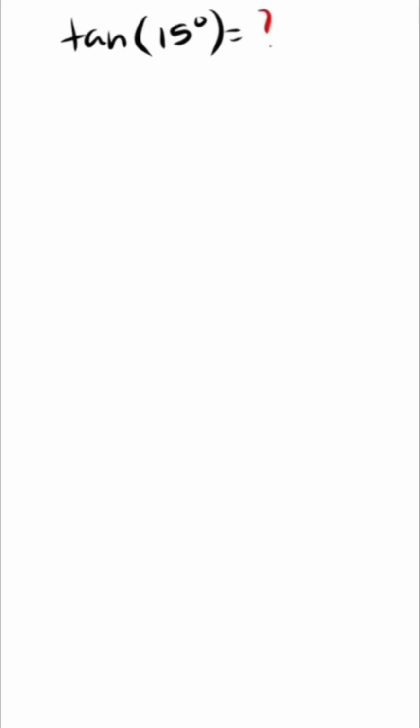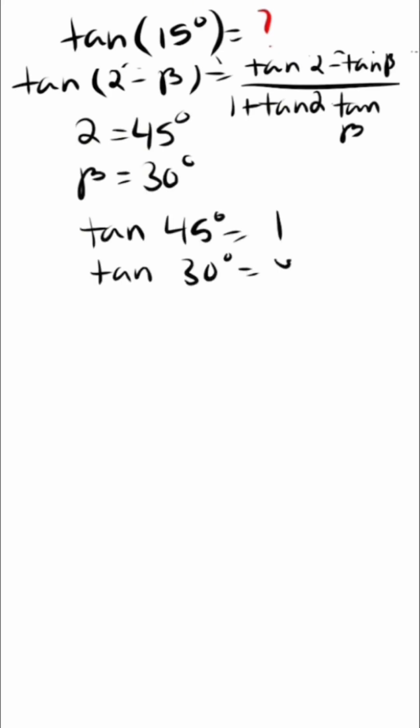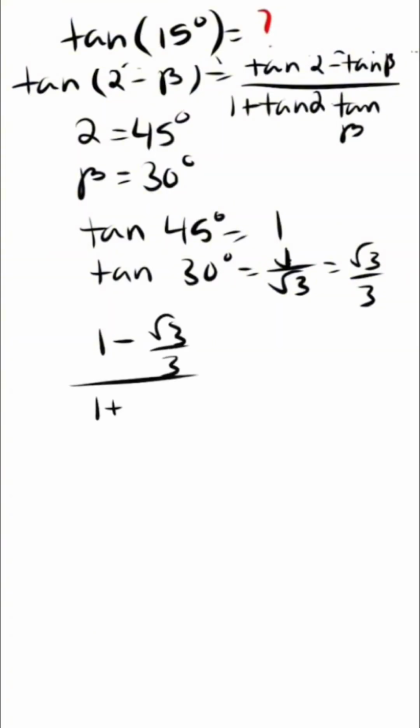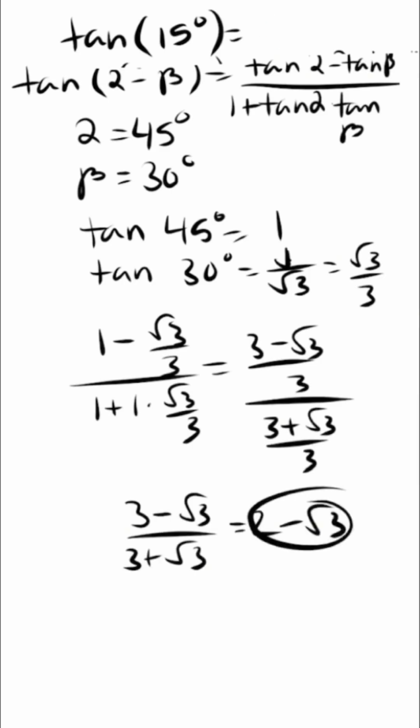So for example, what is tan 15 degrees? Well, we can use a tan subtraction identity, where tan alpha minus beta equals tan alpha minus tan beta divided by 1 plus tan alpha tan beta, where alpha is 45 degrees and beta is 30 degrees. Now I'll just give this to you. Tan 45 degrees is 1 and tan 30 degrees is 1 over square root 3, or square root 3 divided by 3. And so plugging this in and simplifying, we get that tan 15 degrees equals 3 minus square root 3 divided by 3 plus square root 3, which simplifies to 2 minus square root 3.